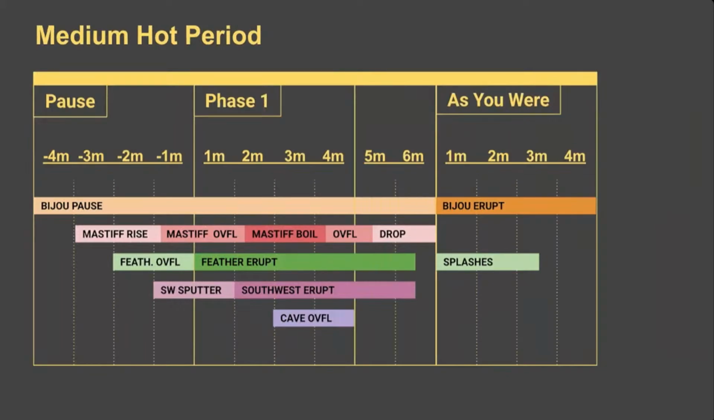These medium hot periods can have quite a bit of activity from the vents. So Feather, Satellite, Rust, Southwest vents, Cave may bubble along. Sometimes, like in 2018, you could even get an eruption of Cave in a medium hot period. I hadn't seen that prior to 2018 though. So usually it takes a pretty strong hot period to get Cave.